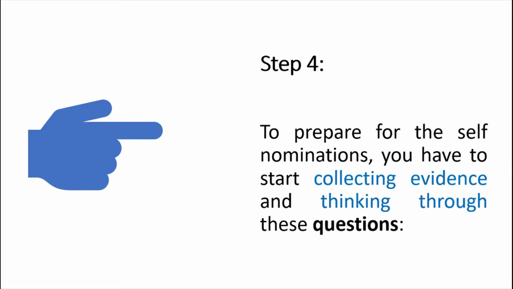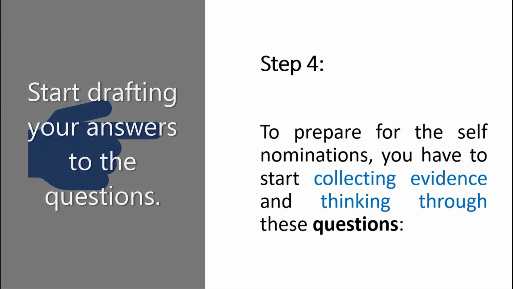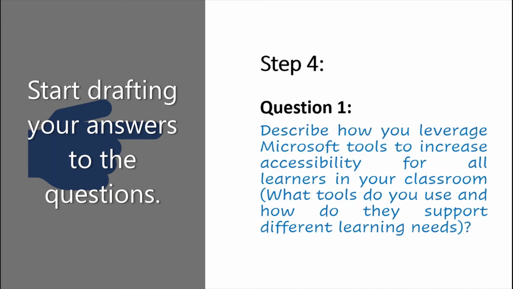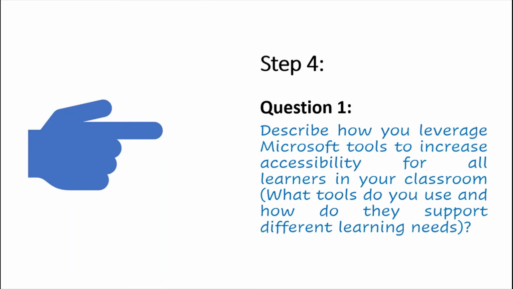Step number 4. To prepare for the self-nominations, you have to start collecting evidence and thinking through these questions. Let's start with question number 1. Describe how you leverage Microsoft tools to increase accessibility for all learners in your classroom. What tools do you use and how do they support different learning needs?